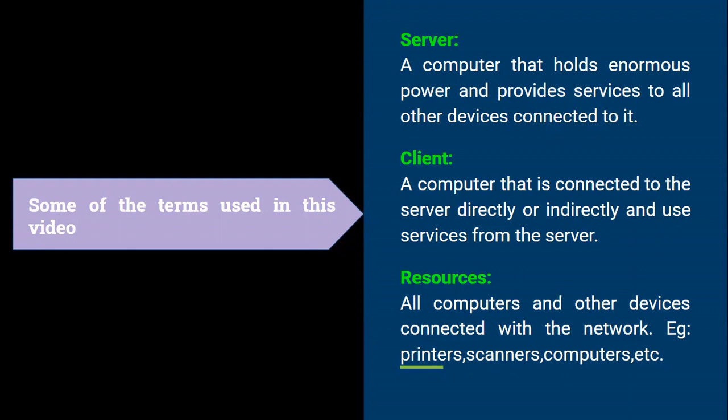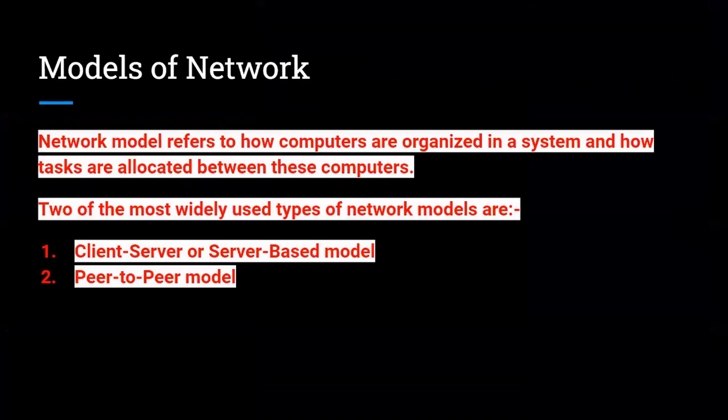So after this, let's get started. Models of network. Model refers to how computers are organized in a system and how tasks are allocated between these computers. Two of the most widely used types of network models are: number 1, client-server or server-based model. Number 2, peer-to-peer model. In the next section, let's discuss them one by one.